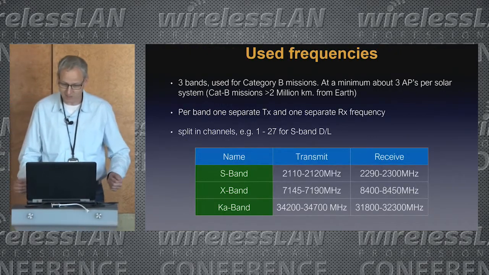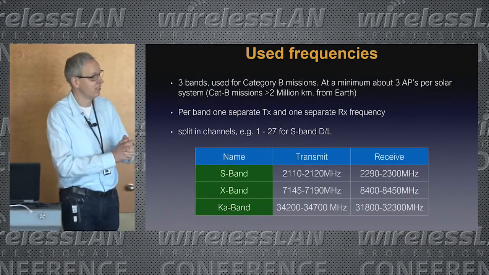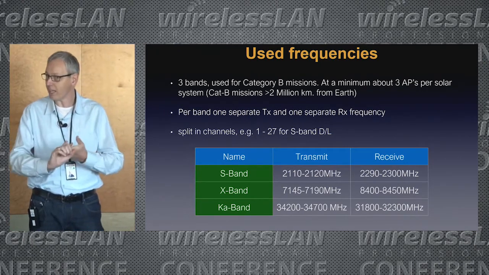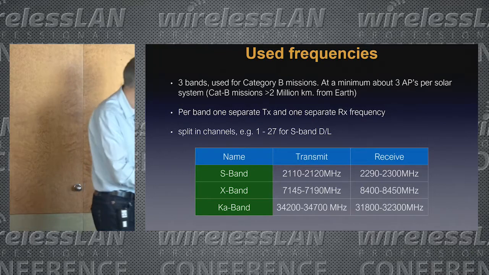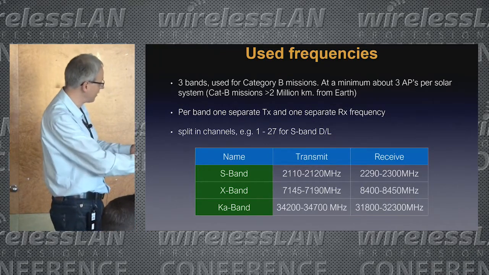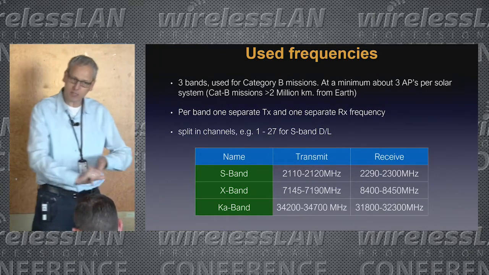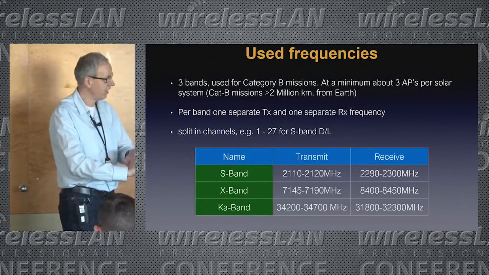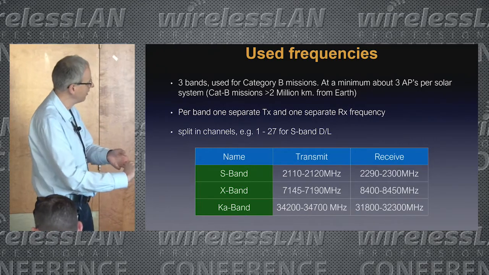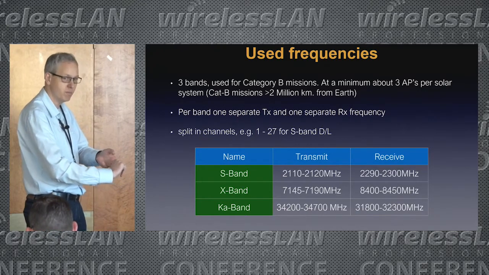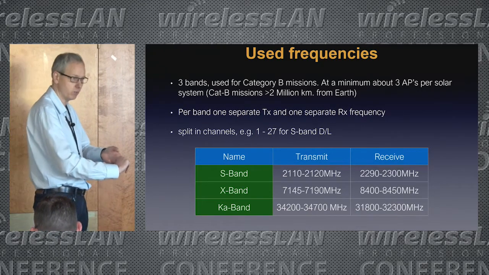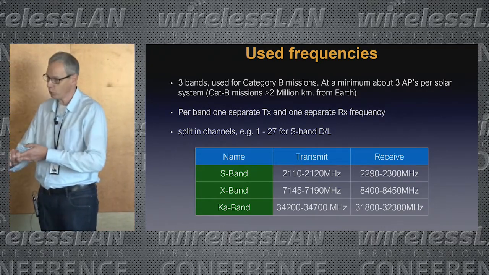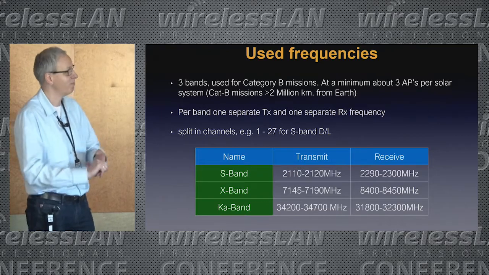First of all, frequencies. Yeah, we use frequencies in deep space. Actually, we have 3 bands. Like 2.4, like 5, like 60 gigahertz, only we're somewhere in the S band, X band, and Ka band. This is because we do transmissions over a large distance, and anything called deep space means a category B mission over 2 million kilometers away and onwards. So we need to cover a bit of distance. If you want to know outdoor wireless, this is outdoor wireless, big time.